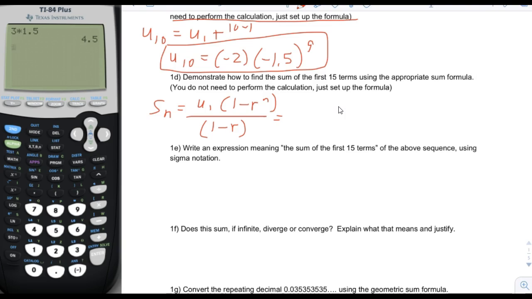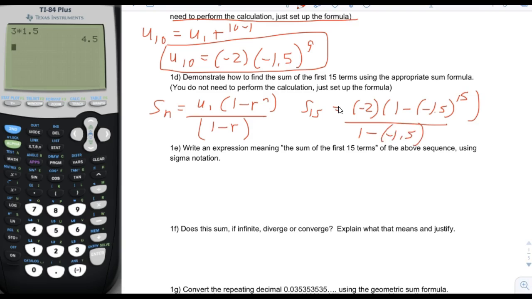So now let's be more specific. Let's say it's S15. So S15 is equal to, and the first term is negative 2, times 1 minus, and we know the r value is negative 1.5, the n value is 15, and the bottom is 1 minus negative 1.5.